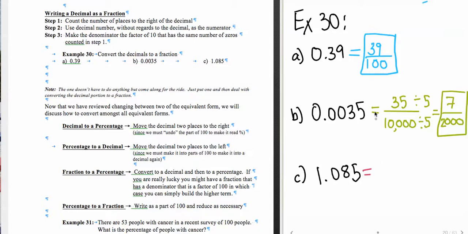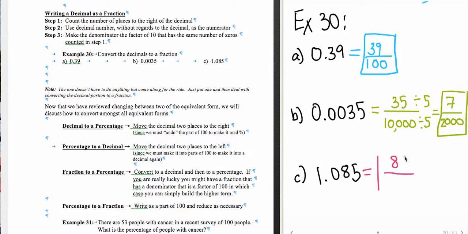This one has a whole number with it. Now some books and some teachers may suggest to you that you take this whole thing and put it over the factor of 10. I think that's crazy. I just simply take the whole number out here and put it as a whole number, and then I deal with the fractional part, the decimal part right here.